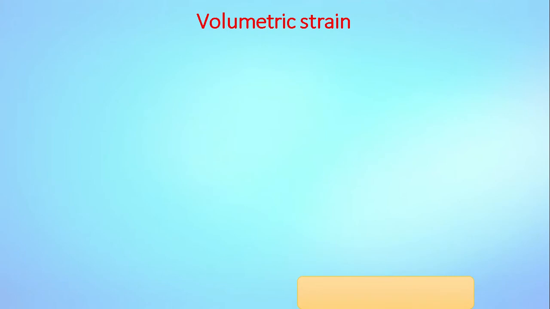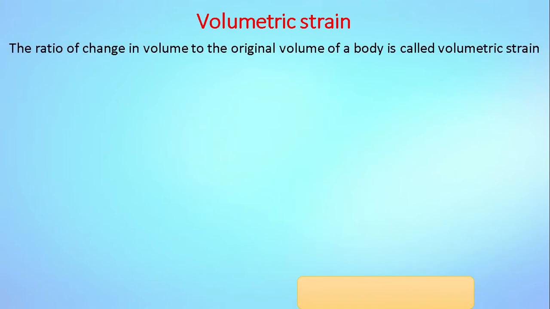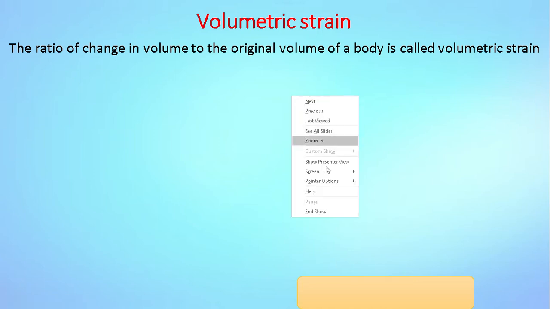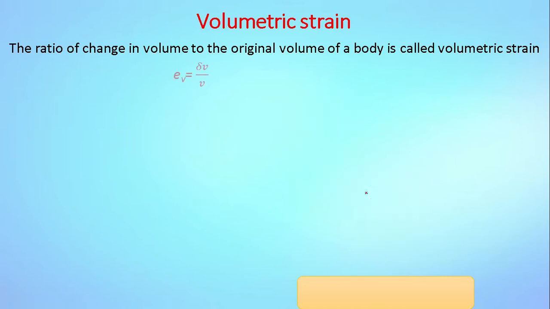In this slide, we will understand volumetric strain. The ratio of change in volume to the original volume of body is called volumetric strain. So mathematically, volumetric strain is denoted by small ev. ev is equal to del V divided by V. Del V is change in volume and V is original volume. So it is a ratio of change in volume to the original volume.